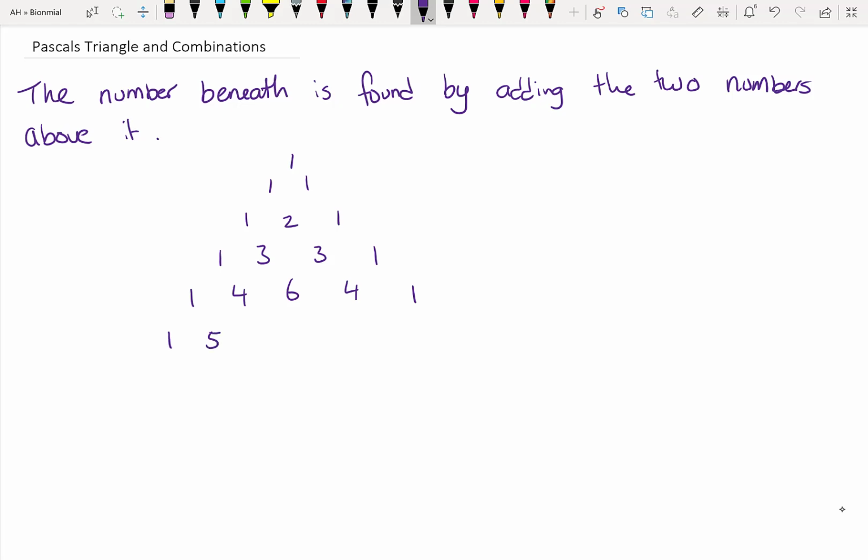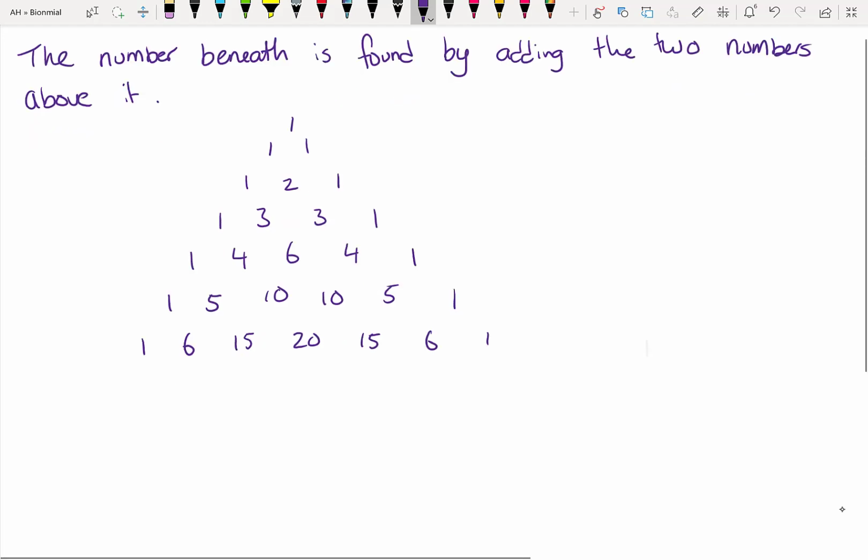So filling in then the fifth row: 1, 4 plus 1 is 5, 4 plus 6 is 10, 6 plus 4 is 10, 4 plus 1 is 5, 1. And then finally we'll go down to the sixth row and stop there: 1, 1 plus 5 is 6, 5 plus 10 is 15, 10 plus 10 is 20, 10 plus 5 is 15, 5 plus 1 is 6, and 1. Okay, so that is what we were thinking about when we were thinking about Pascal's triangle. So how does that link in?